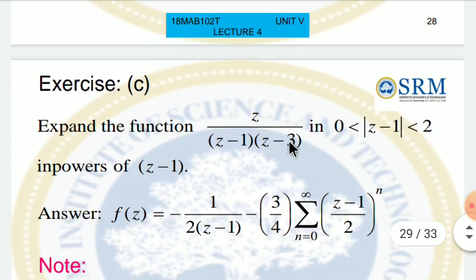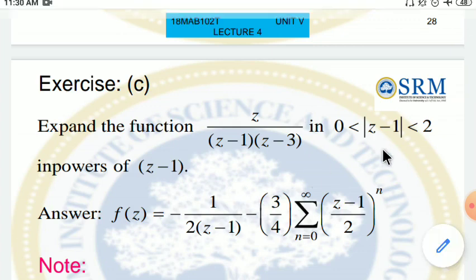Expand 1 by z by (z minus 1)(z minus 3) in 0 less than |z minus 1| less than 2, in powers of z minus 1. So take z minus 1 is equal to u, proceed, you will get this one. Got it?